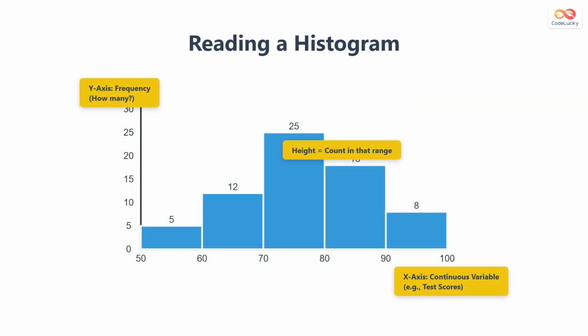When you see a histogram, here is how to read it. The horizontal x-axis represents your continuous variable, like test scores. The vertical y-axis represents frequency, which just means how many. The height of each bar tells you the count of data points that fall within that specific range on the x-axis.